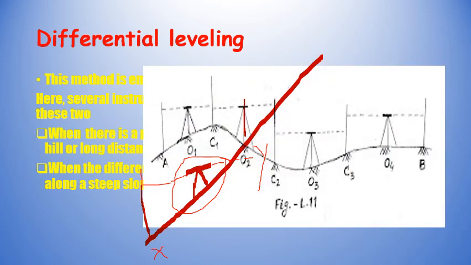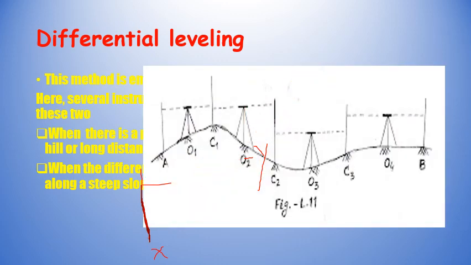To make it more clear, I have this diagram here. These two points, point A and point B, are the points of interest. However, one, they are far from each other, and two, they are not clearly visible. So there is no way you can put one instrument in the middle and focus the staff at A and then at B.